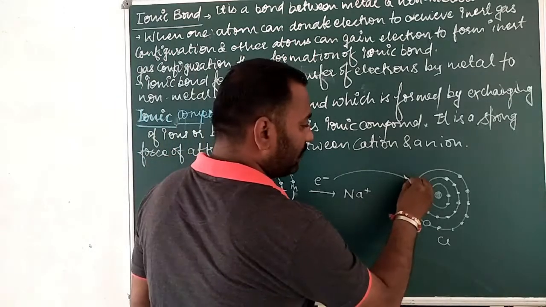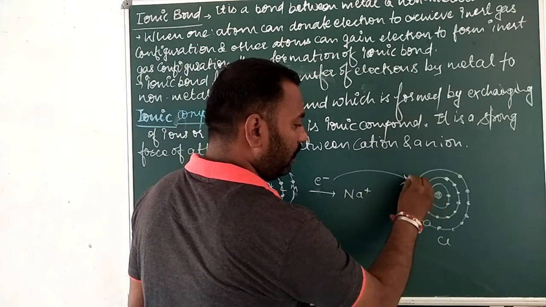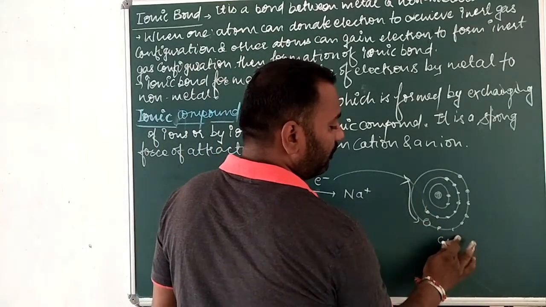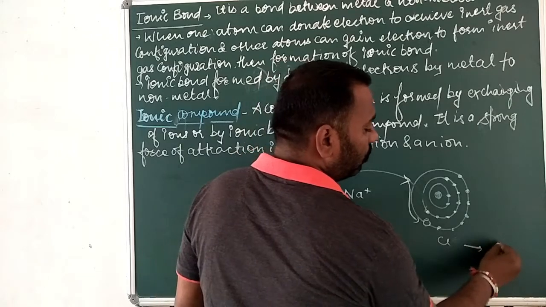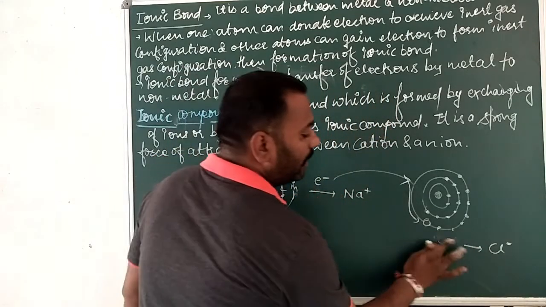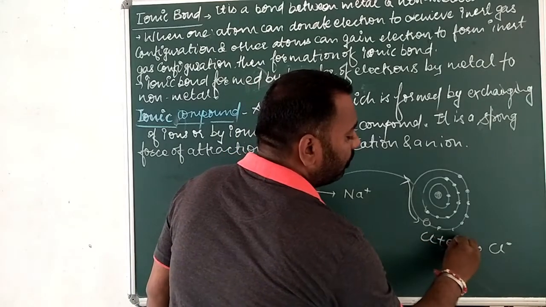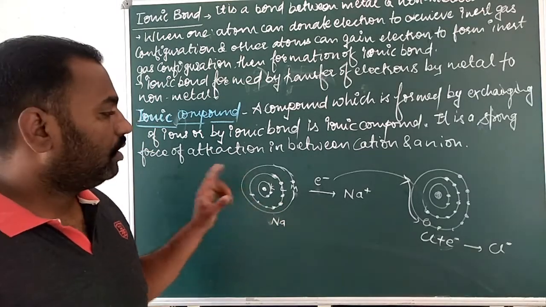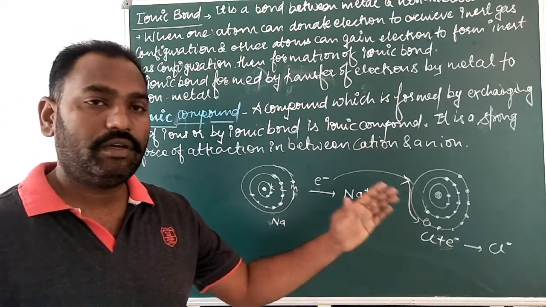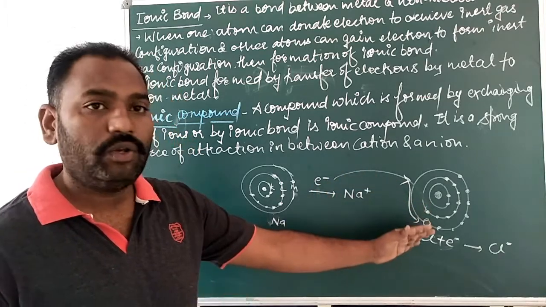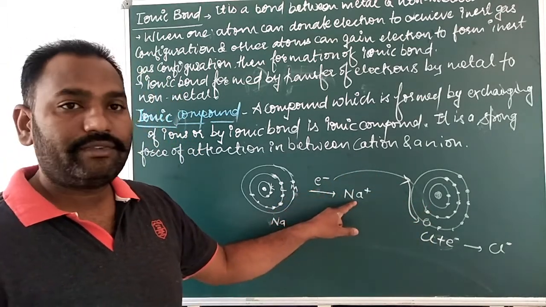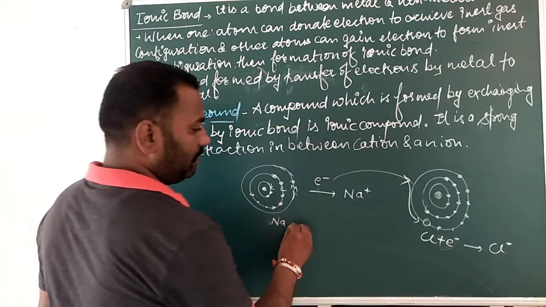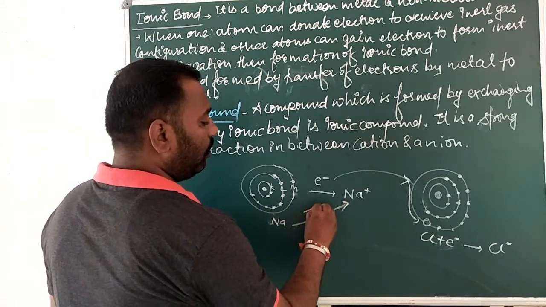When this electron is filled into the one vacant place, chlorine becomes chloride. Look here, this is the sodium neutral atom with one outermost electron. When it donates or transfers it to the non-metal, after donating the electron it is converted into Na plus, because there is a loss of one electron.